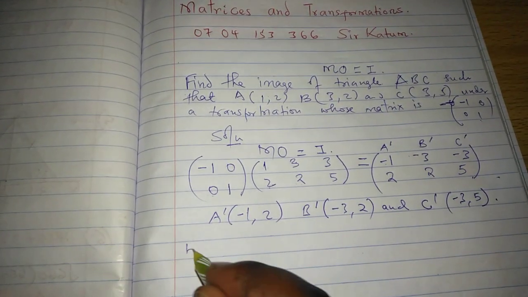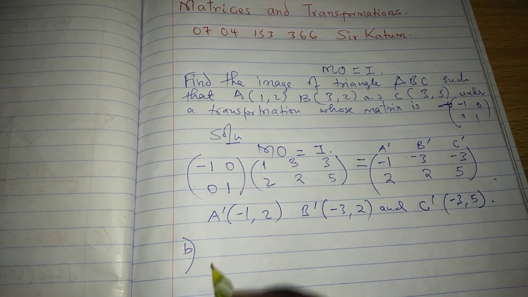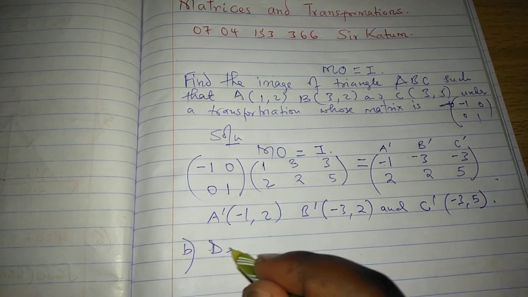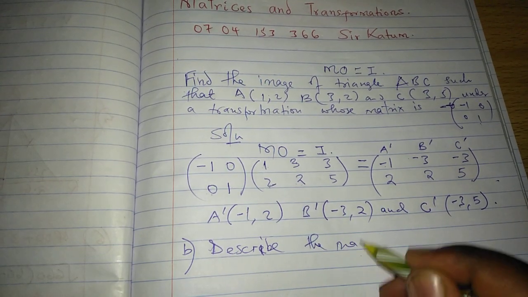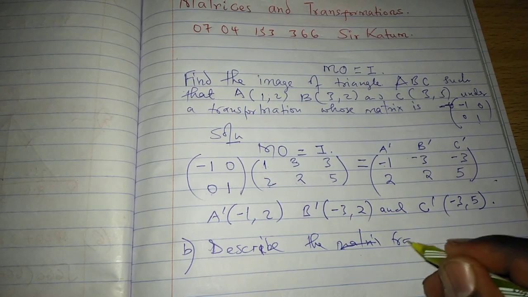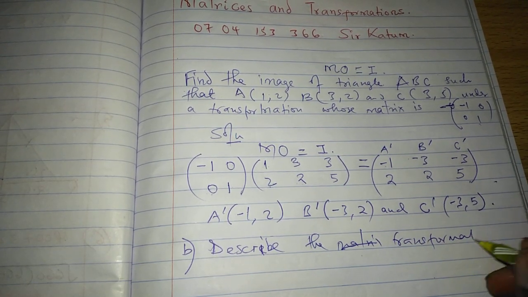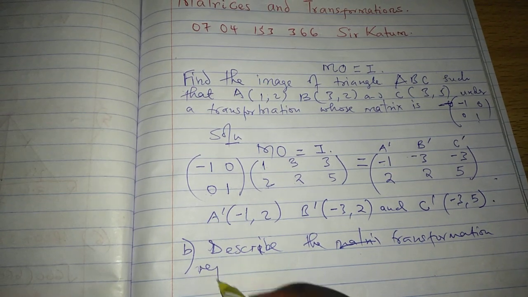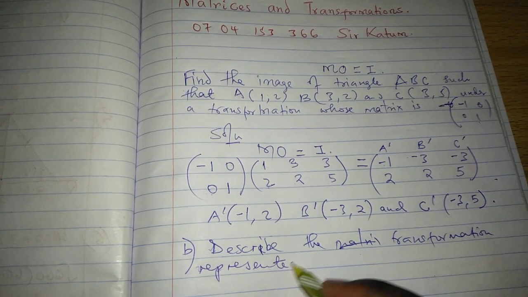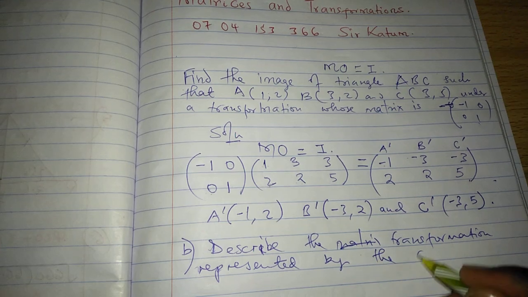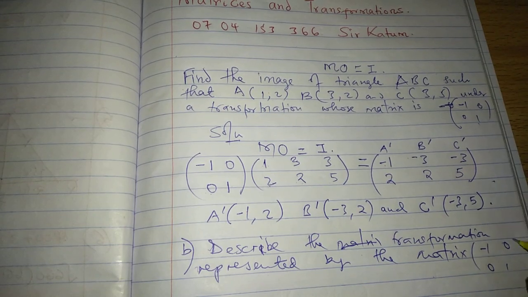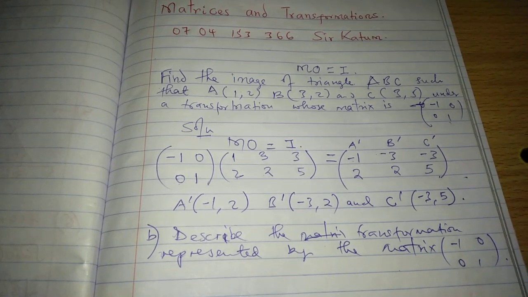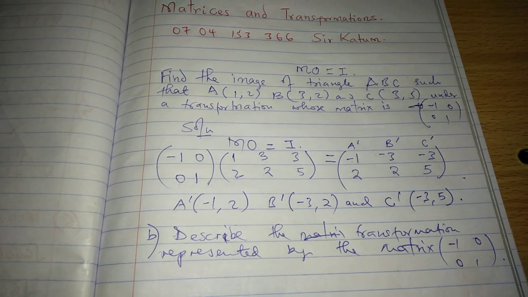What if you are given a part B of the question, which says describe the transformation represented by the matrix negative 1, 0, 0, 1. This is a matrix which represents a certain transformation, and we can identify the transformation and describe it fully.